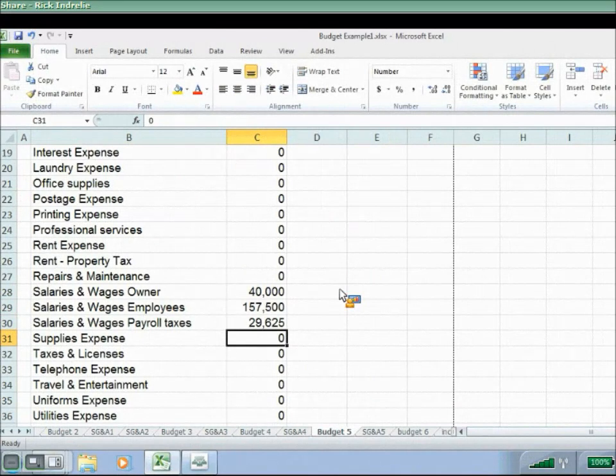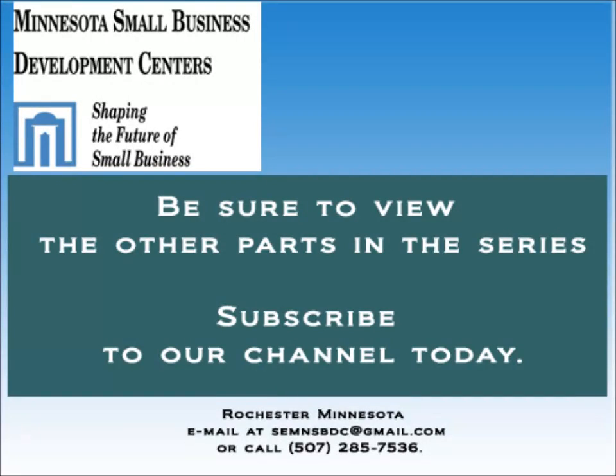So obviously it takes a long time to figure out all your salary and wages for your employees, but if you just break it down by position, you'll come up with a very reflective and accurate number for your budget for your business.